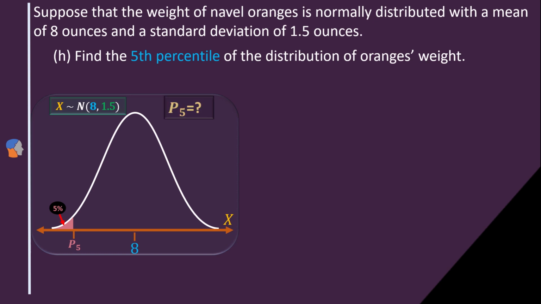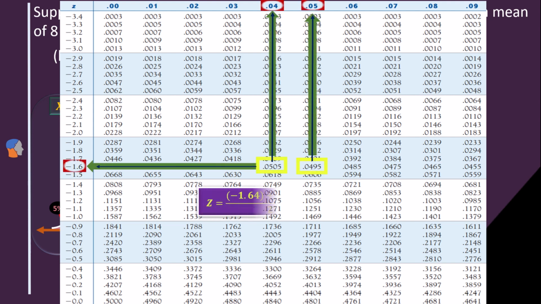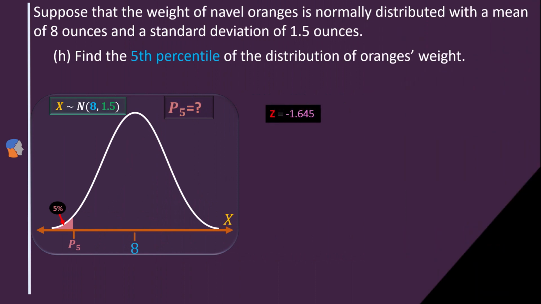What is the first step? Yes, the area from the left corner is 0.0500 because it is 5%. Now directly go to the table, find the 0.0500. We know 0.05 is the exact middle number of these two numbers. Therefore, we need to consider the two z values and find the average of these two z values. Therefore, our z value of P5 from the table is negative 1.645.